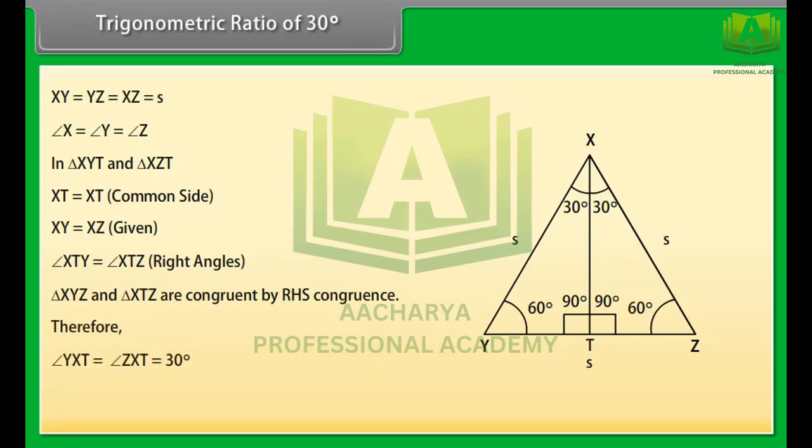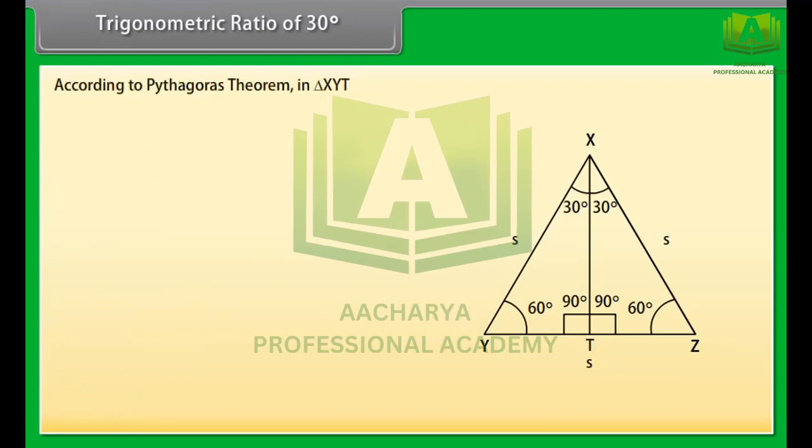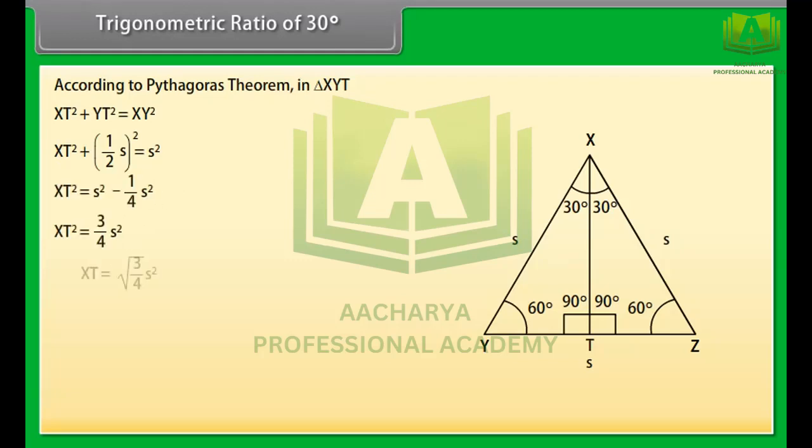Therefore, angle YXT is equal to angle ZXT, which is 30 degrees. YT is equal to ZT, which is 1 upon 2 S. According to Pythagoras' theorem, in triangle XYT, XT square plus YT square is equal to XY square. By substituting the values, we get XT square plus 1 upon 2 S whole square equals S square. Now, by calculating it, we get XT is equal to square root of 3 upon 4 S square, which is square root 3 upon 2 S.